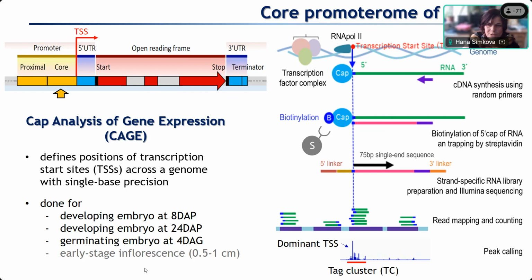So the inflorescence seems to be especially important. So we produced RNA from this stage and sent it to the DNA form company, who did the CAGE as a service for us. Now we are waiting for the data for the inflorescence.